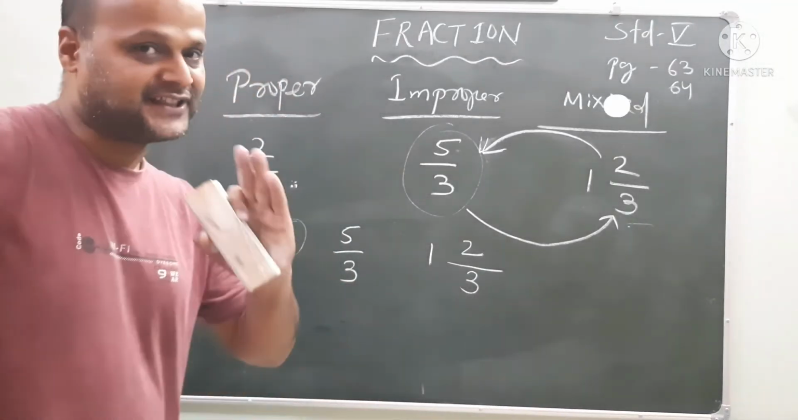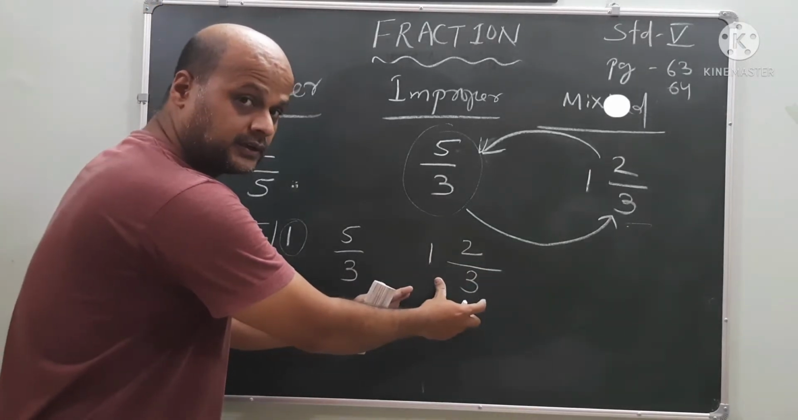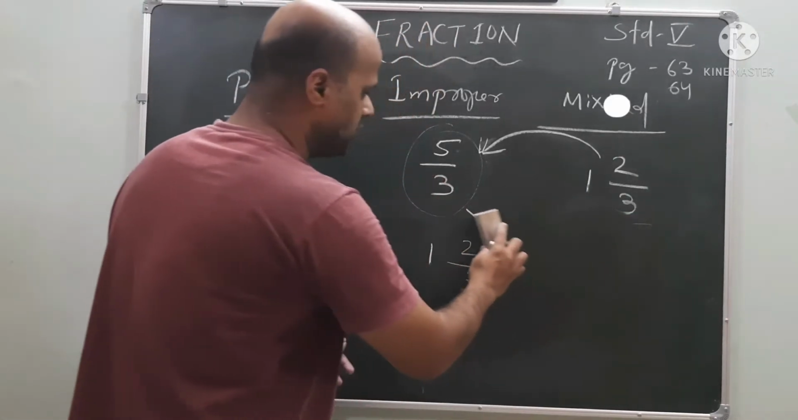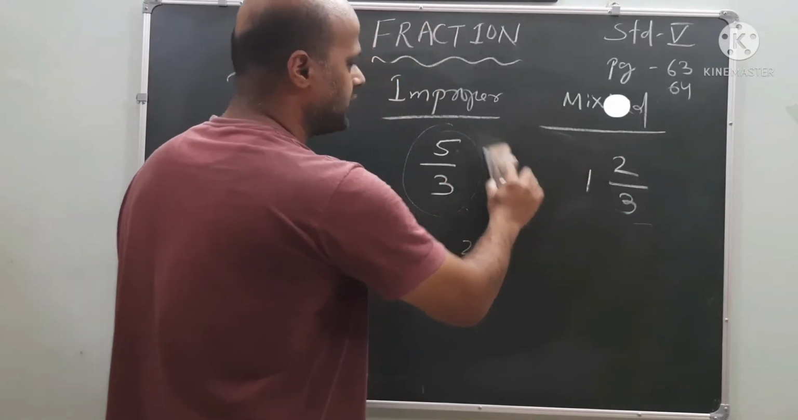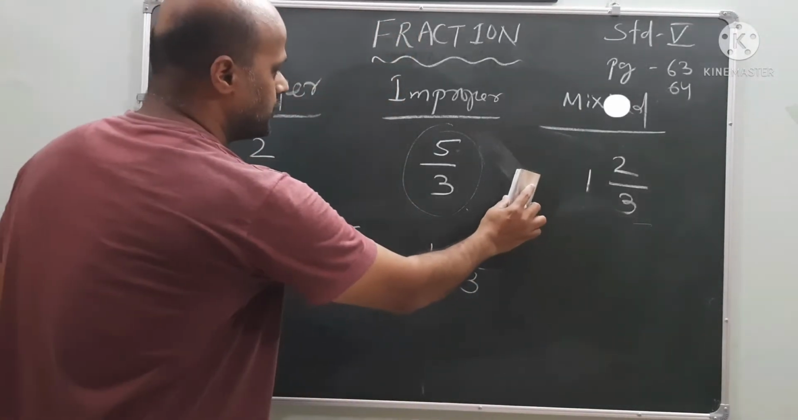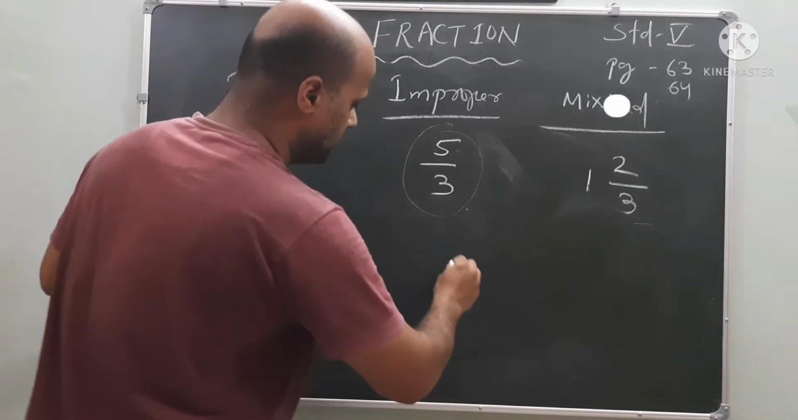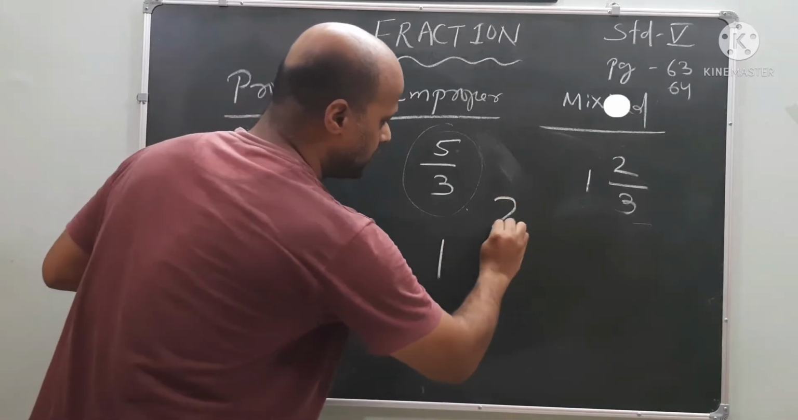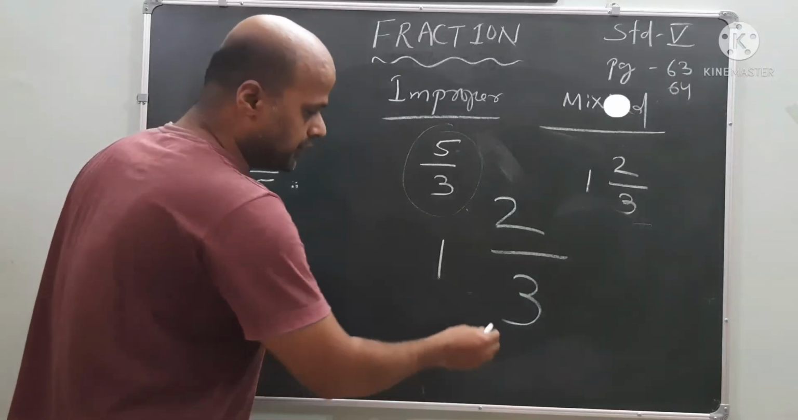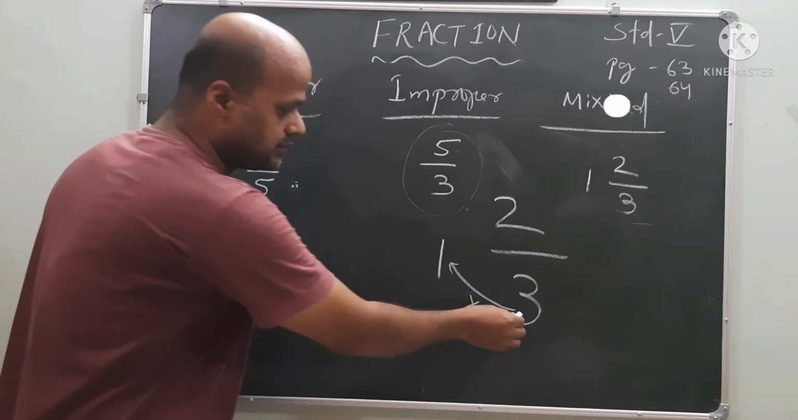Understood, my dear friends? This is improper to mixed. Now how will mixed be converted to improper? See how it will be. It will be very, very important for you, my dear friends. Here you divided, but here how will it be done? So I will do it in a bigger manner. See, 1 whole of 2 by 3. This is a mixed fraction. How will you do it? 3 ones are 3. These two will be multiplied.